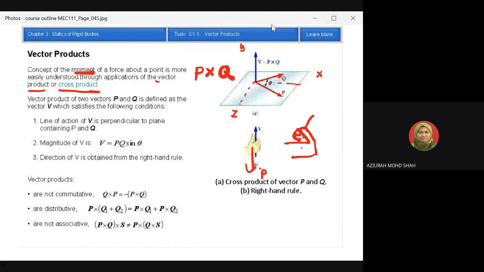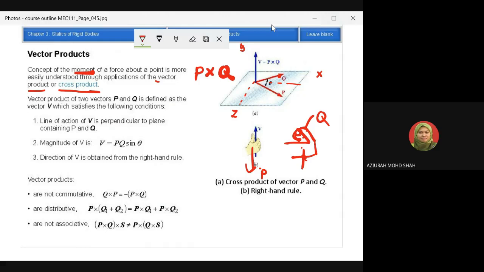So P dekat you punya palm ni. And then Q dekat sini lah. So P cross Q. So you tengok you punya thumb, okay, right hand rule. Thumb kamu akan tend to pointed upward. Okay, so bila pointed upward, so we know that the direction of your vector untuk V ini, direction dia positive Y lah. Ini kalau kita kata Y dekat atas lah.